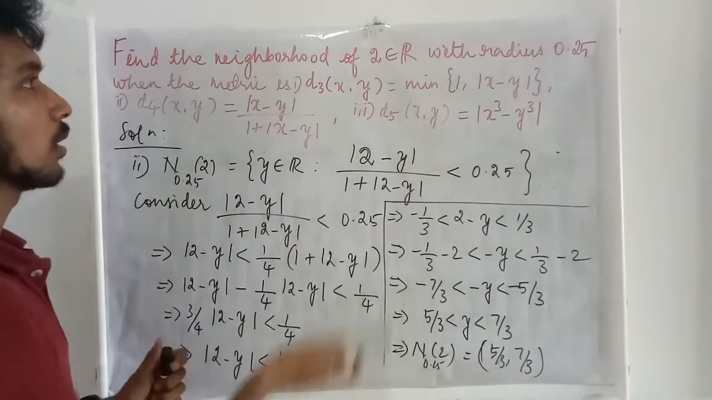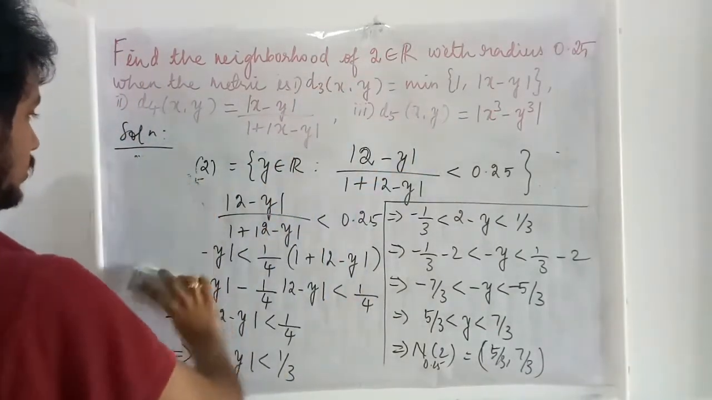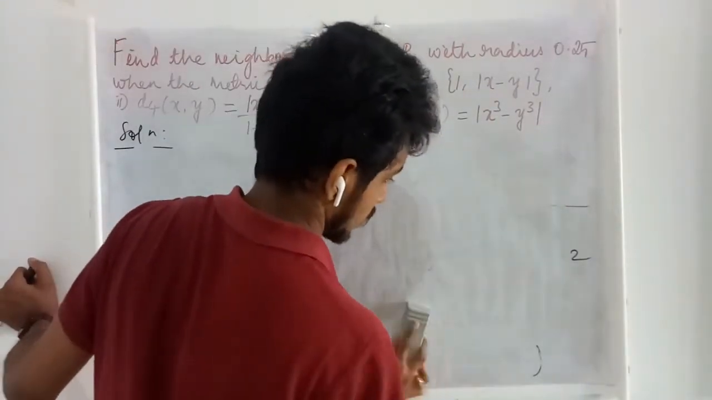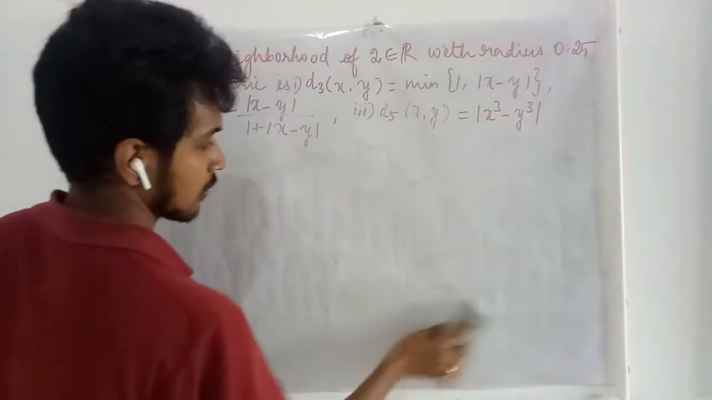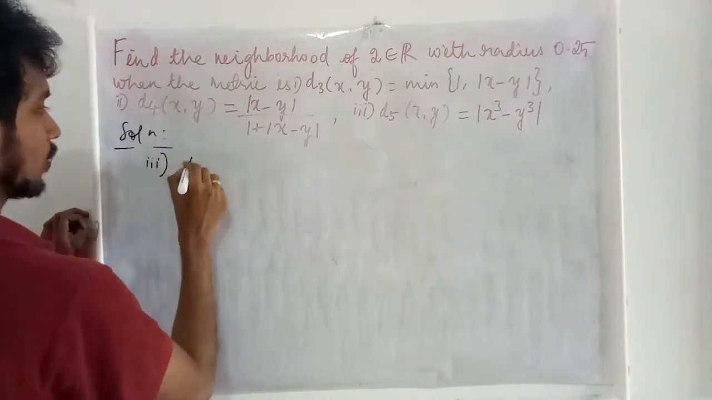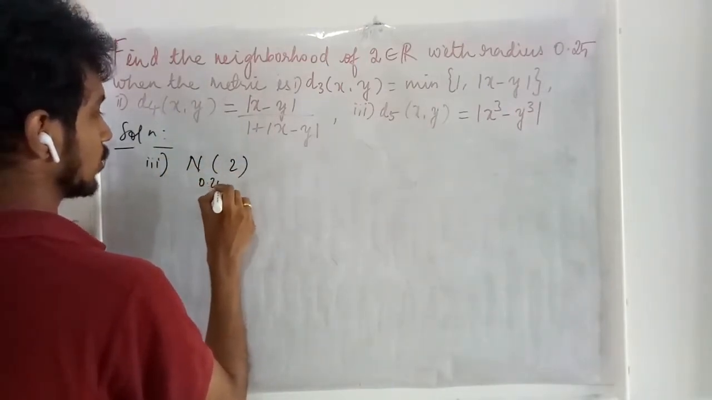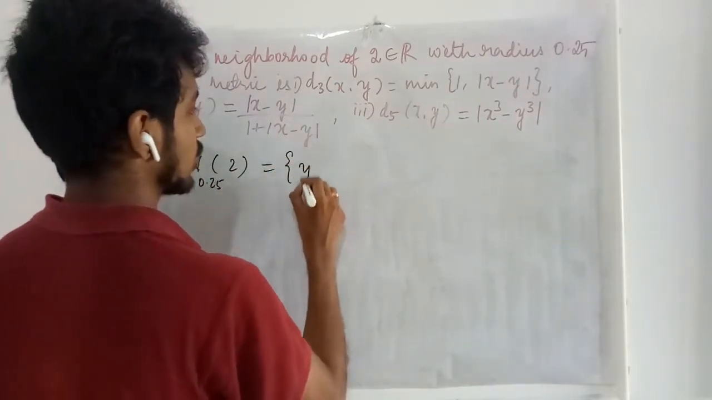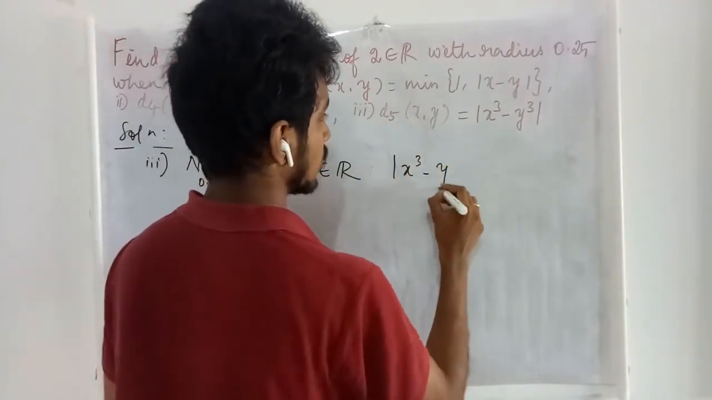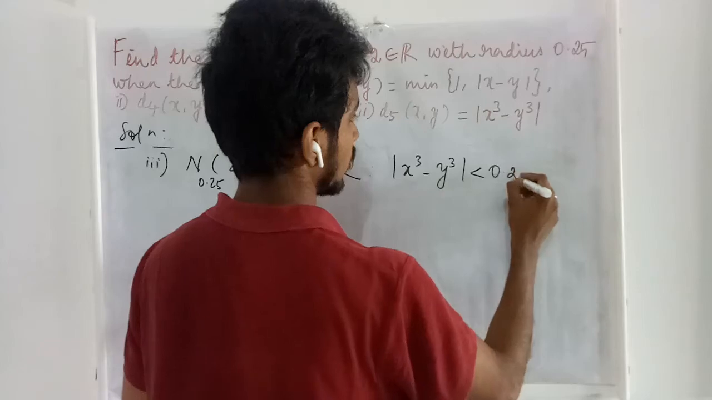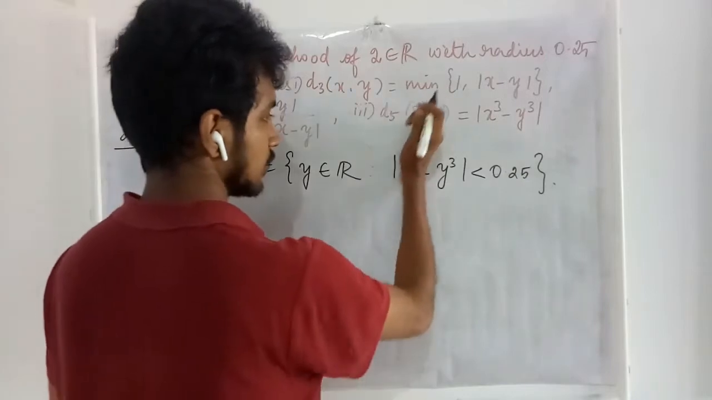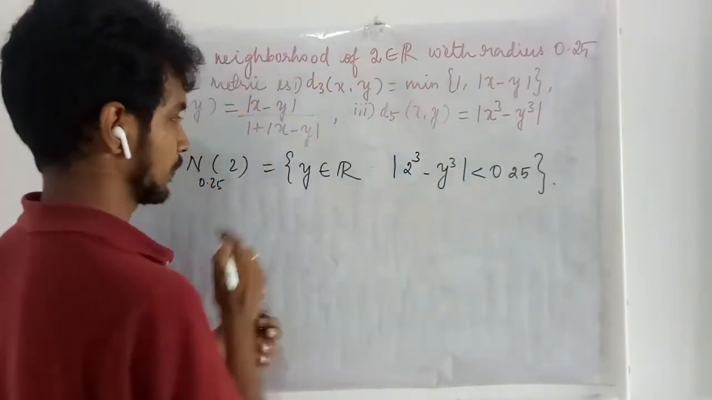Now we are going to find out the neighborhood under this metric. The neighborhood of 2 with this radius is going to be the collection of y in R such that absolute of x cube minus y cube is less than 0.25. Right. So what is x? That is 2 cube.